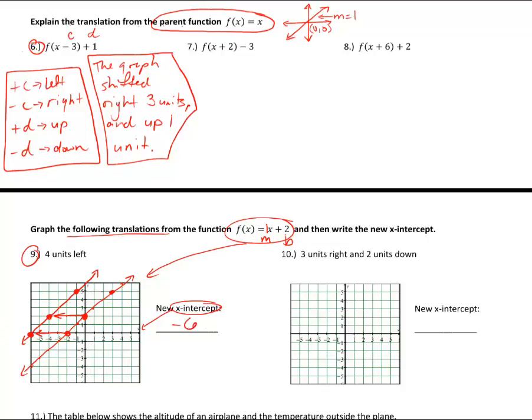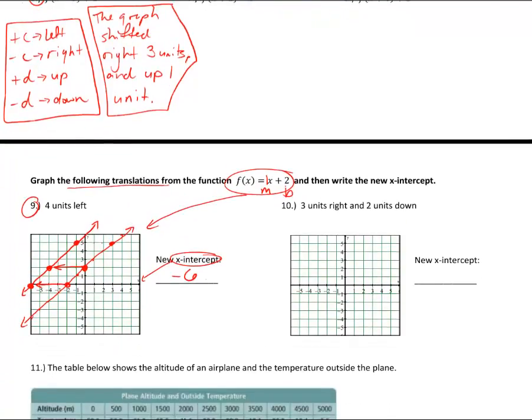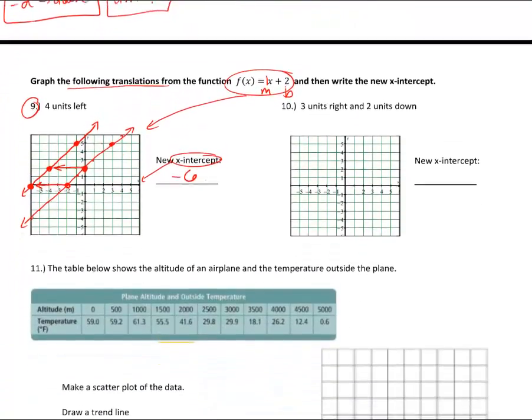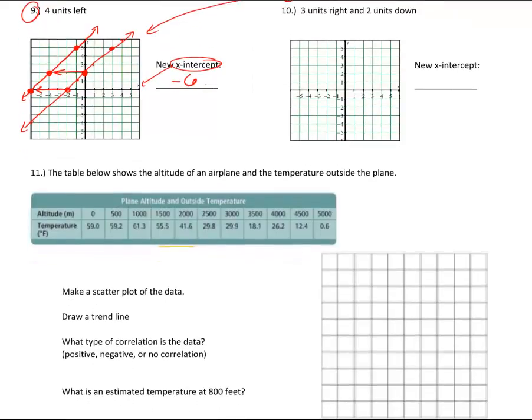Yeah, I should have hopefully said -6, because that's where it intersects the x-axis. Okay, so y'all can do 10. Let's talk about number 11.